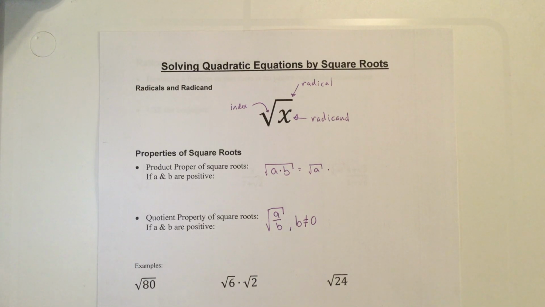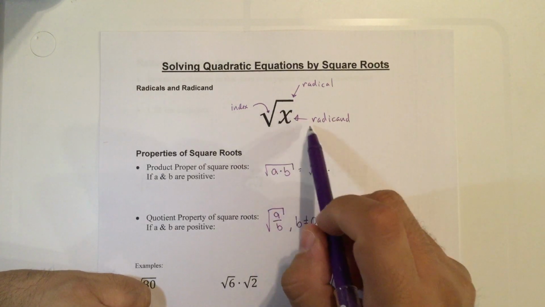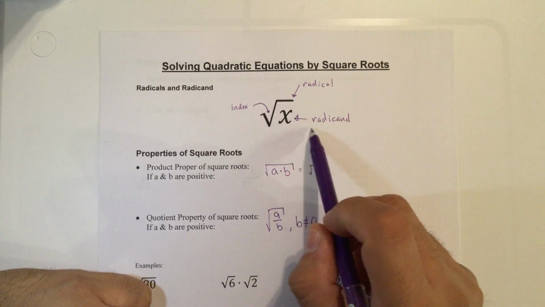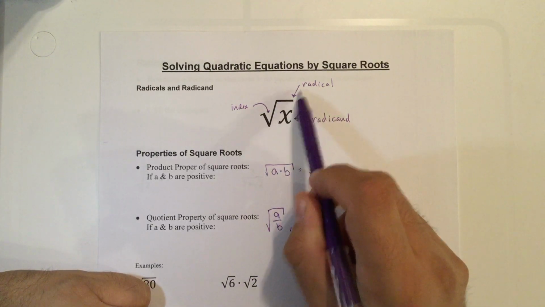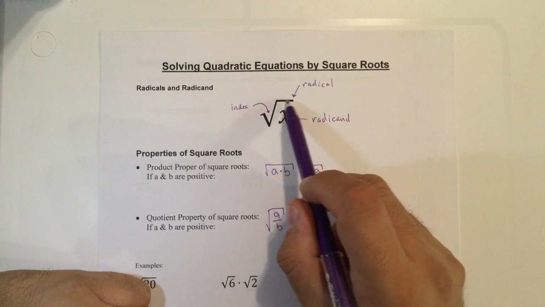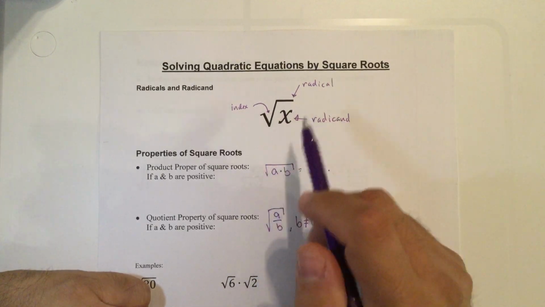Okay, so here are the notes for solving quadratic equations by square roots. First off, we're going to talk about the radical right here. The first thing we're talking about is inside of this radical, whatever term is inside of here, it's called the radicand. This symbol you're looking at is called the radical, and we usually refer to that as the square root just because there's no number in here.